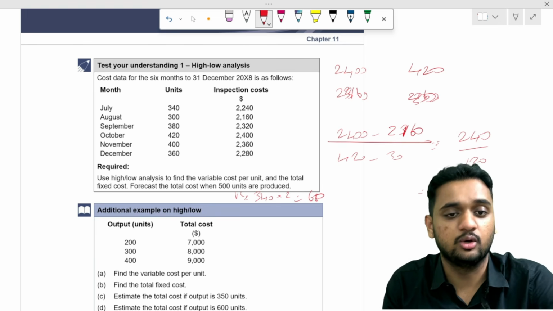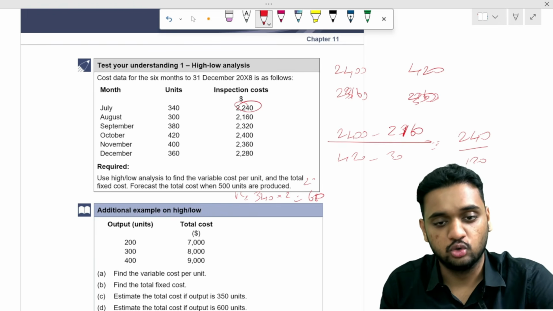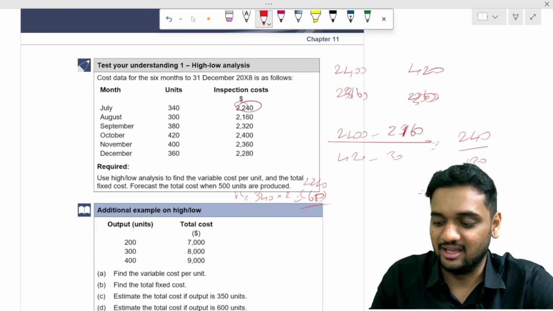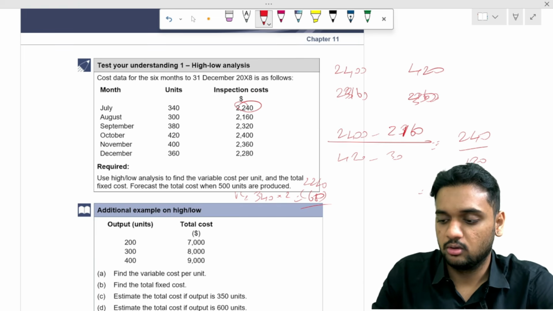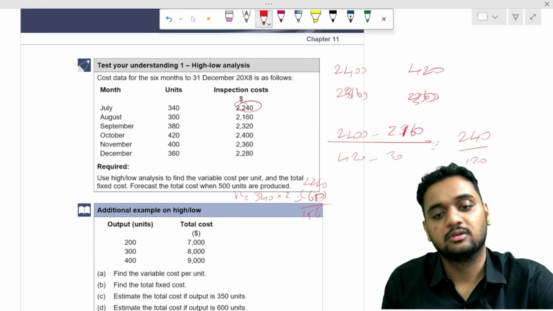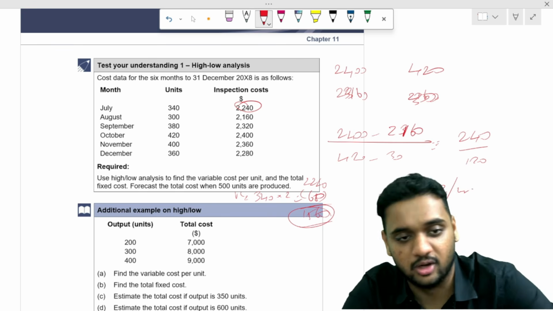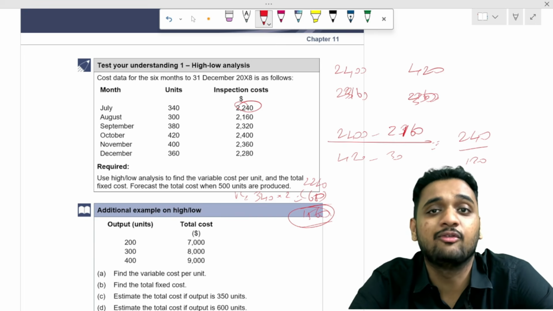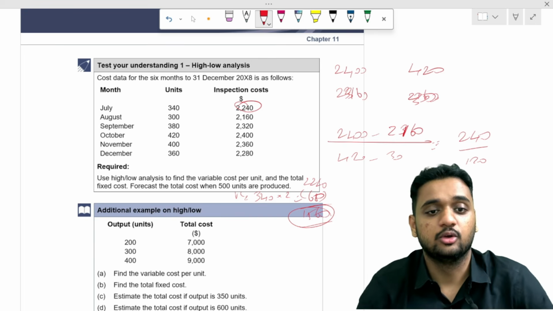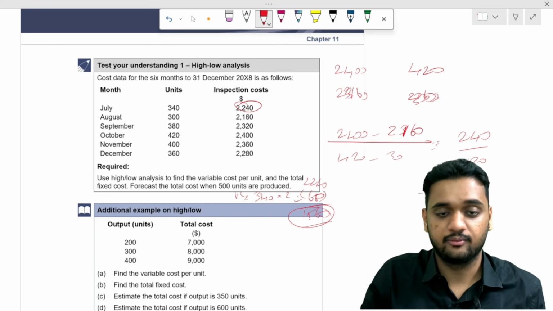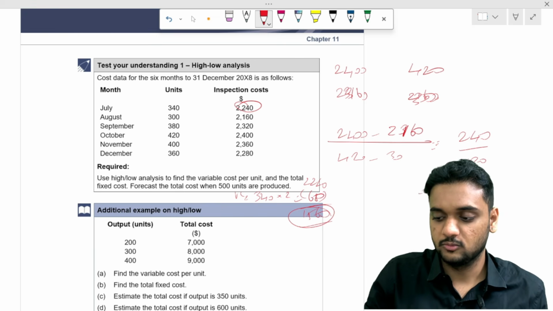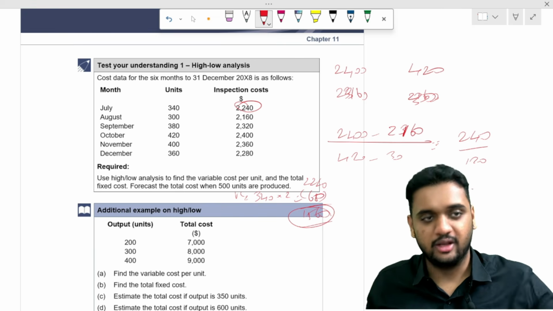What is the total cost given to us? 2240. So 2240 minus 680, how much are you getting? 1560 is your fixed cost. You try it for any of the quantity, you will get the same answer only. You try for August month and tell me what fixed cost you are getting. 1560 you are getting. Whatever you do, you will get the same answer only.